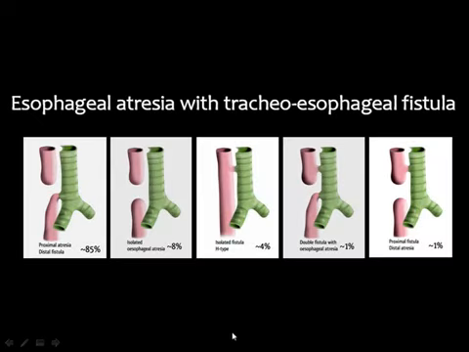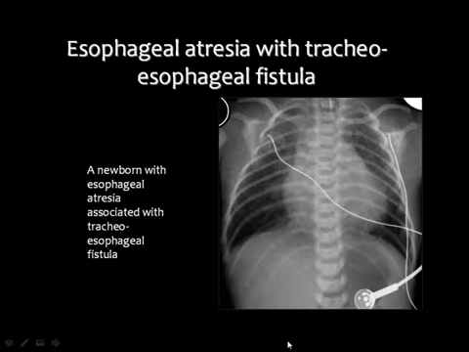And these are the remaining types of tracheoesophageal fistula. This is the most common type, and this is relatively less common, and this is more or less common, and this is the rarest type with blind pouch and direct communication to the trachea.